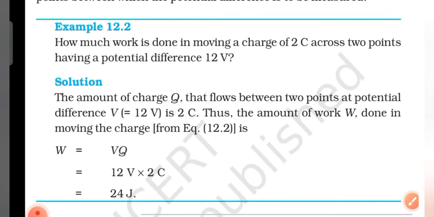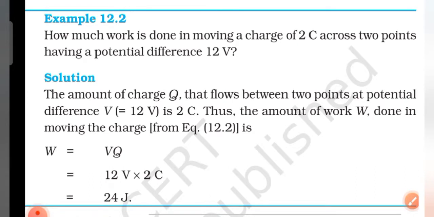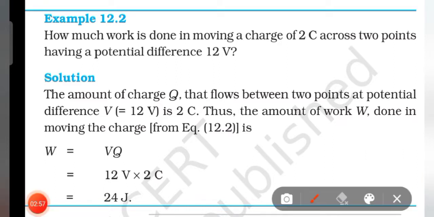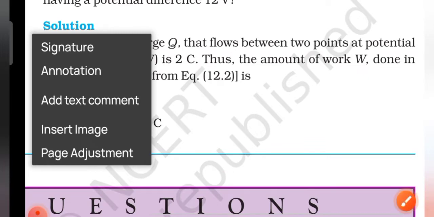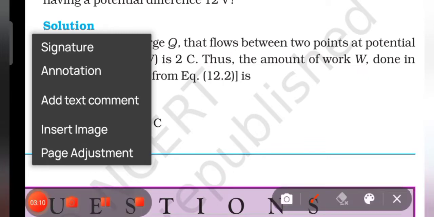Now we'll move on to the numerical example. It is a very easy example. They have asked how much work is done in moving a charge of 2 coulomb across 2 points having a potential difference of 12 volt. Potential difference is denoted by V. We will first of all write the data. V is 12 volt and Q is 2 coulomb. Here they have asked for work, so W is asked.